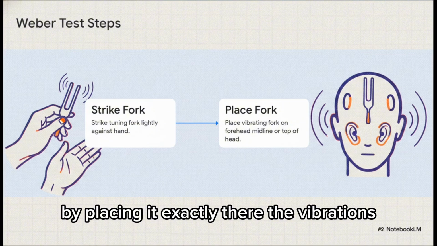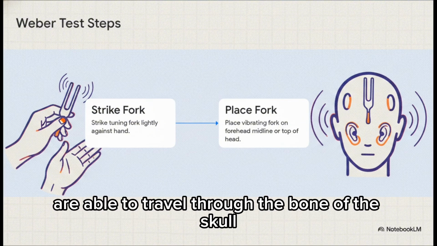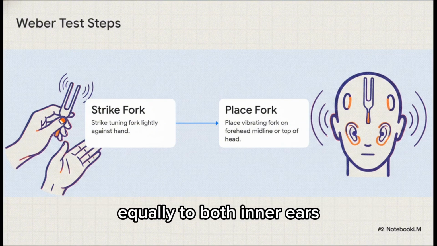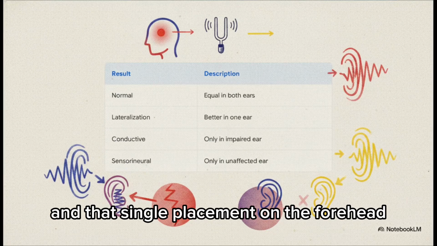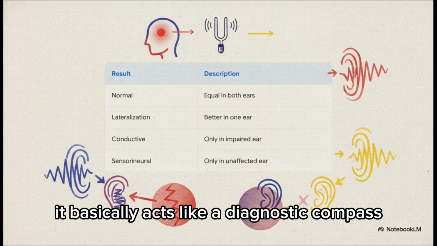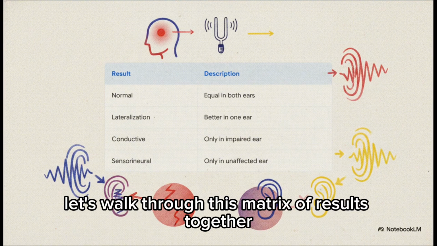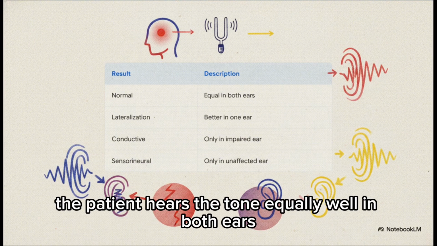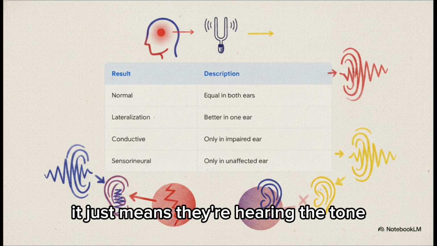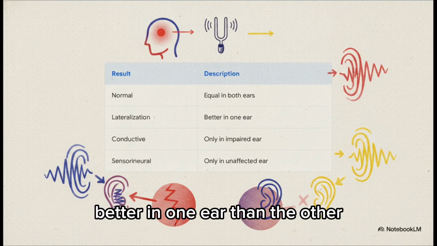By placing it exactly there, the vibrations are able to travel through the bone of the skull equally to both inner ears. And that single placement on the forehead basically acts like a diagnostic compass, pointing straight to the affected ear. Let's walk through this matrix of results together. If hearing is totally normal, the patient hears the tone equally well in both ears. If there's lateralization, it just means they're hearing the tone better in one ear than the other.